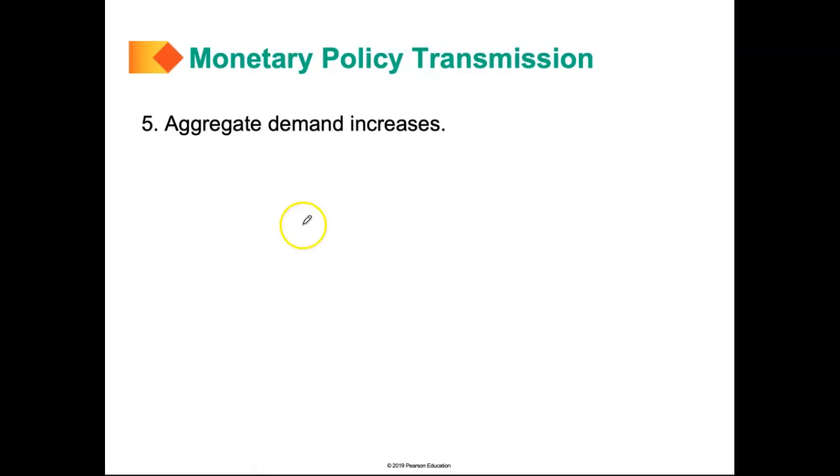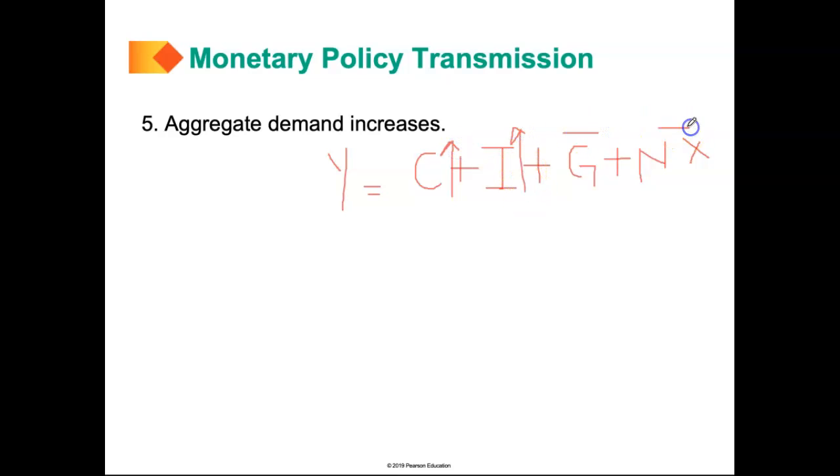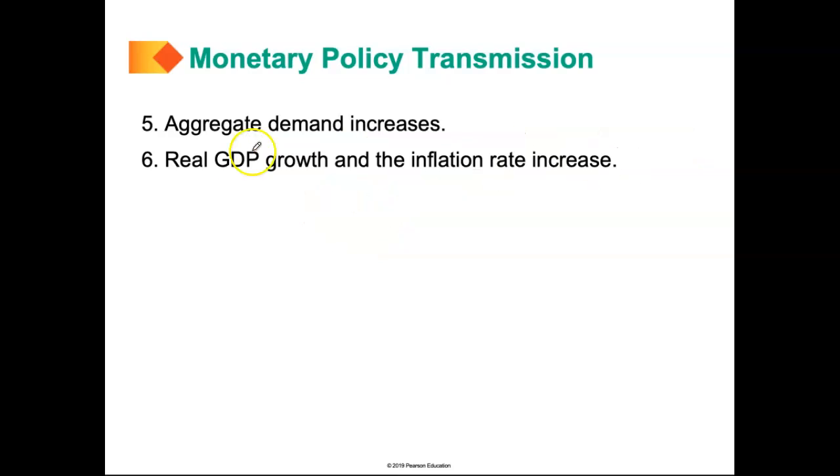Why? Because remember, aggregate demand involves total expenditure on GDP. Aggregate demand is Y equals C plus I plus G plus NX. So if C increases and I increases, holding G and NX constant, Y will also increase, and we know that Y is synonymous with aggregate demand. Now, if aggregate demand increases, we know that GDP will also increase and inflation rates will increase.